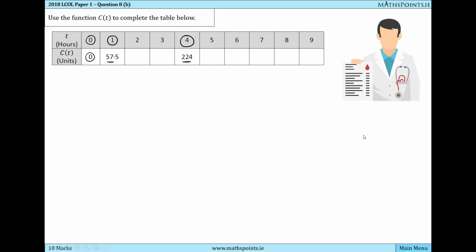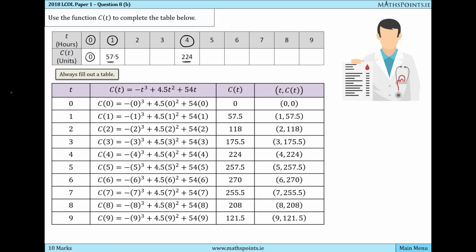The best way to do this is to draw a table. On the left hand side of the table, we're going to have all the inputs, so that's the hours from 0 to 9. We're going to input them one at a time into the function, and then we get the outputs, which is the amount of drug in your system. And then it's a good idea just to pair those up as a pair of points. Generally, there's going to be a graphing aspect to the question after this, and you just pair the input, which is the time, the number of hours, and the output, which is the amount of the drug.